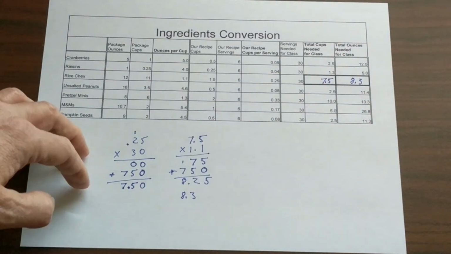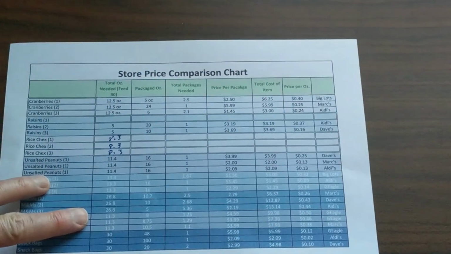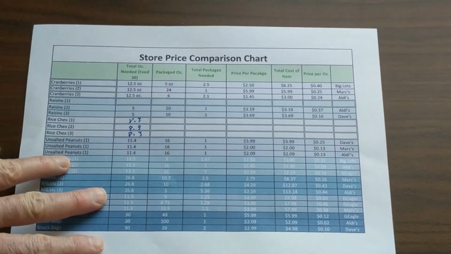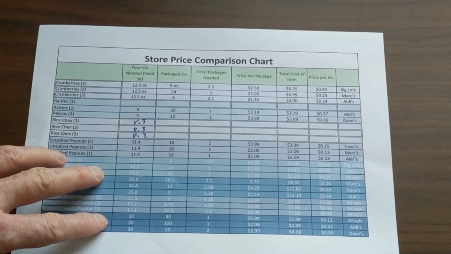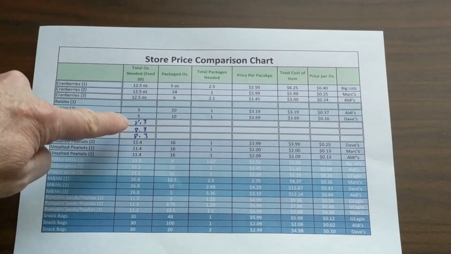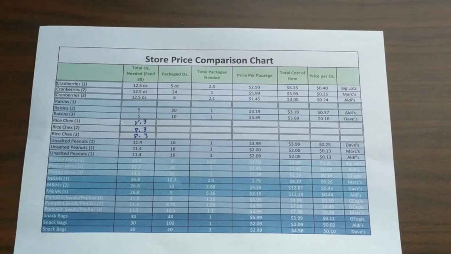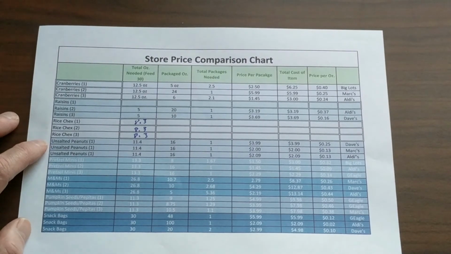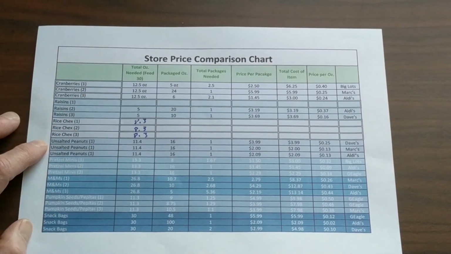Okay, now let me show you the next chart. And this is where we're comparing prices from the different stores. So you can see I've already written the 8.3 in for the rice checks, because that's how many ounces we know that we need to feed the class. So let's look at each one of these columns.